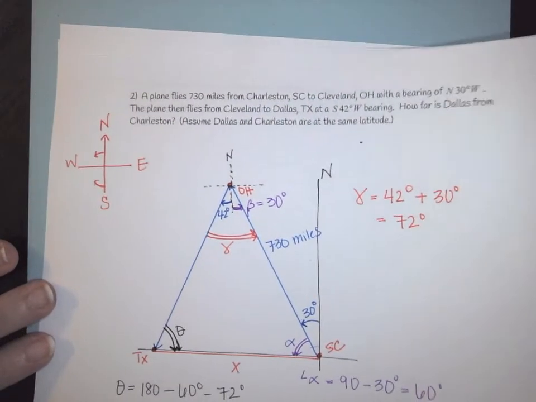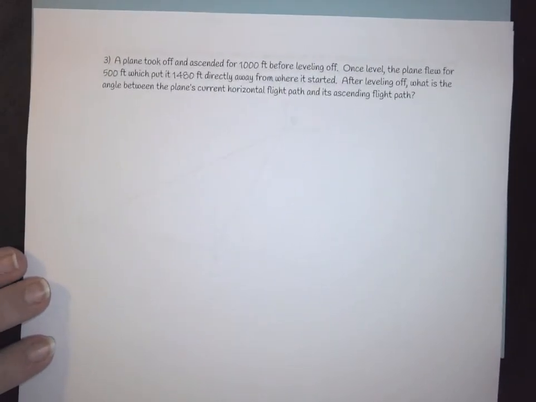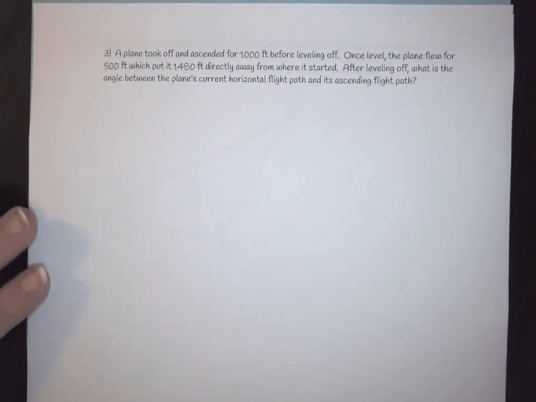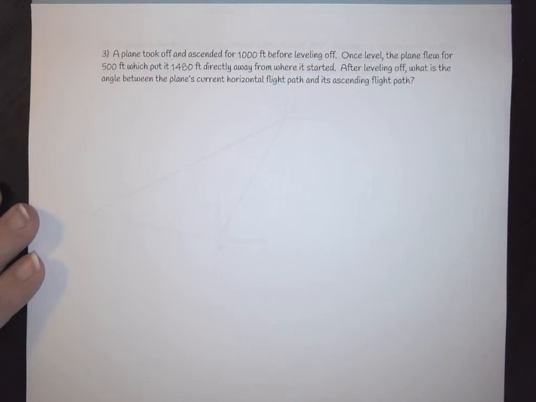All right, let's look at another one here. So we have a plane took off and ascended for 1,000 feet before leveling off. Once the plane flew for 500 feet, which put it 1,480 feet directly away from where it started. After leveling off, what is the angle between the plane's current horizontal flight path and its ascending flight path?